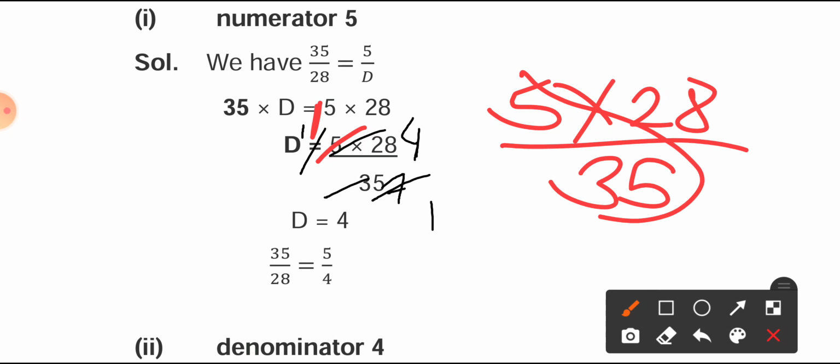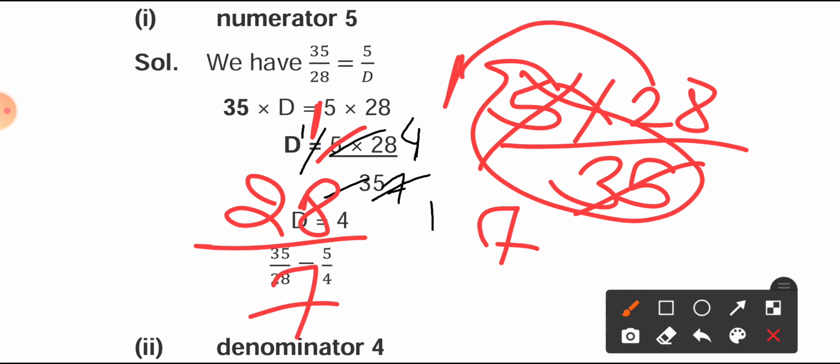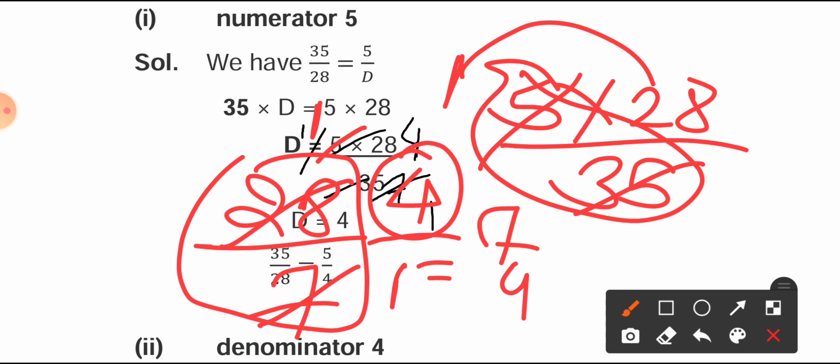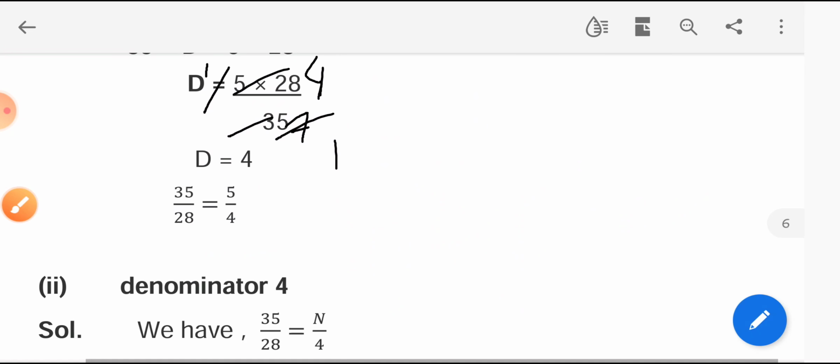We know that 5 and 35 are divisible by 5. So we can cut here: 5 ones are 5, 5 sevens are 35. After this, 1 into 28, 28, and here 7 is left. Again you can see that both are divisible. So 7 ones are 7, 7 fours are 28. It means 4 by 1 can be written as 4 only. So what is the value of the denominator here? 4. So d is equal to 4.